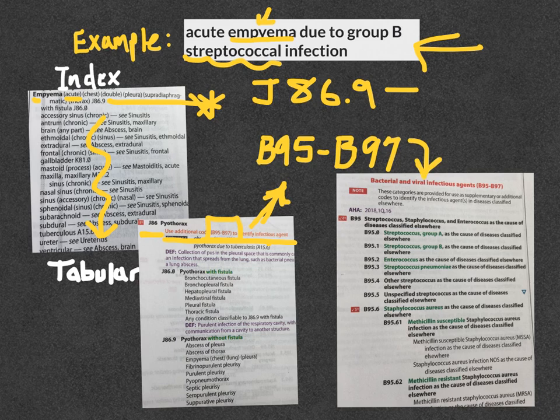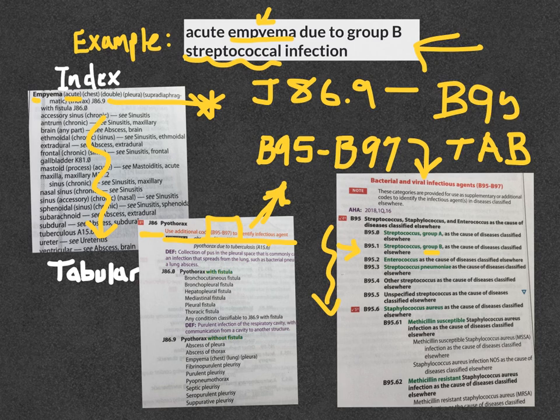So it's not a large range of codes, so you can turn directly to that range of codes in the tabular list. And when you start scrolling down here, you find the code B95.1, Streptococcus group B as cause of diseases classified elsewhere. This is the cause of the acute empyema. So at the end of the day, we will have these two codes, the J86.9 for the acute empyema, and then following the instructional note to get to B95.1 to pull in that organism, that group B strep.